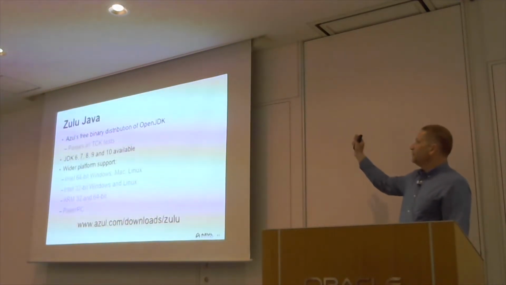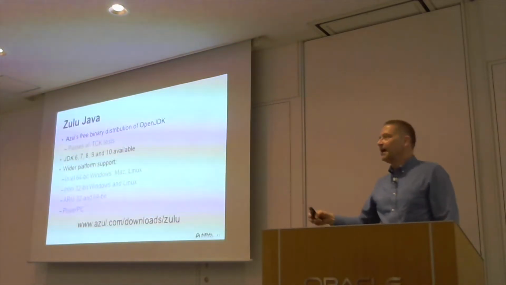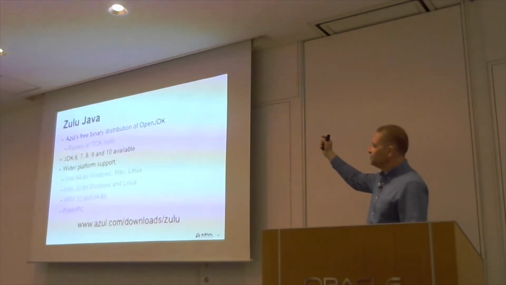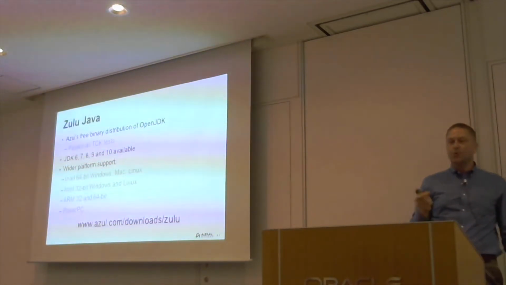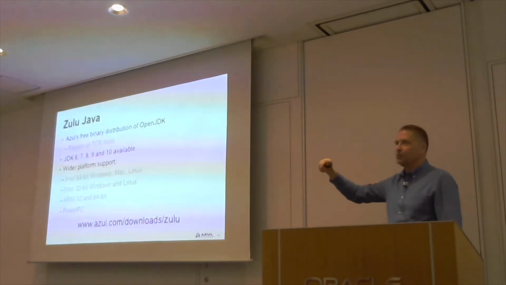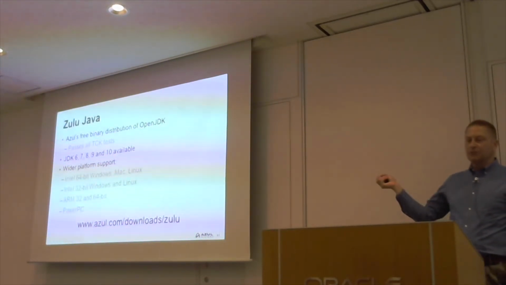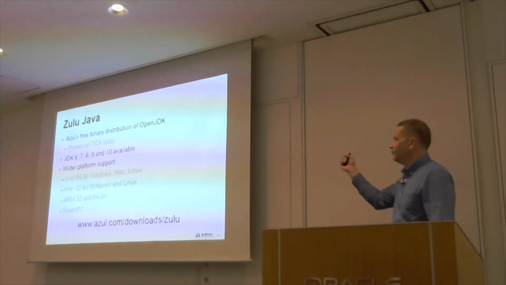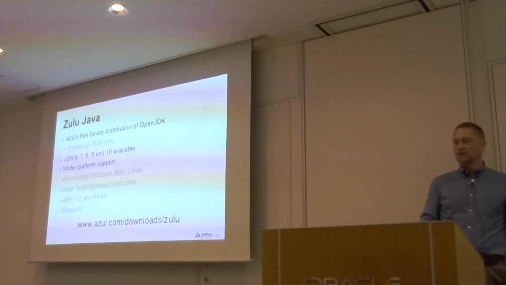We have older versions available, so we have JDK 6, 7, 8, 9, and 10, and we have quite wide platform support. We have the typical 64-bit Windows, Mac, and Linux, but we also have 32-bit for Windows and Linux, and then for people who are interested in embedded, or possibly using ARM and data center, there's ARM 32 and 64-bit, and even PowerPC. As I say, you can download that free from our website.